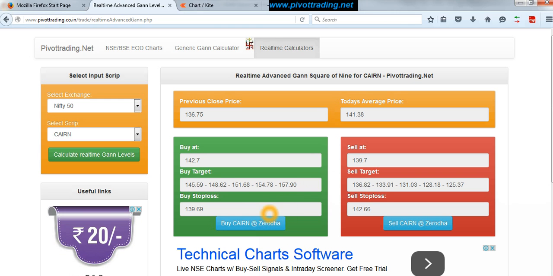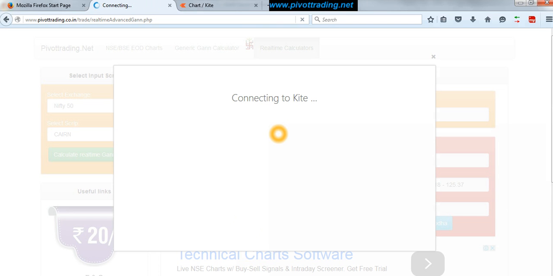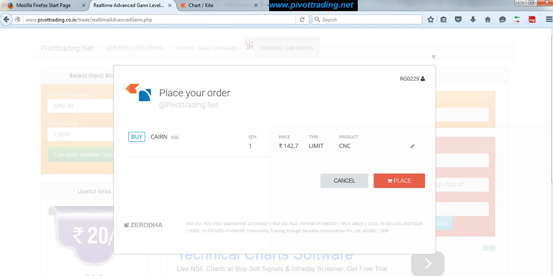And another added advantage, if you are having an account with Zerodha, you can directly place an order with them. So let's say you want to buy this particular script as per this particular level at 142.7. Click here, buy GAN at Zerodha. Since I'm currently logged in, I got this particular screen. If you're not logged in, you will be taken to the login screen. So you can see this is a buy in the NSE in the cash market. The quantity which is populated by default is 1. Product type is cash and carry.